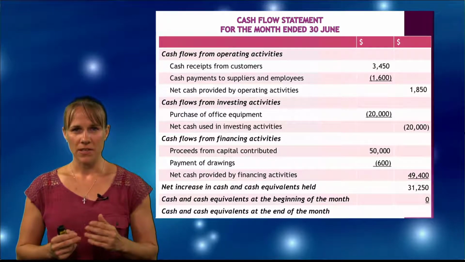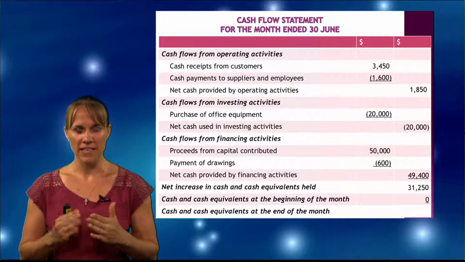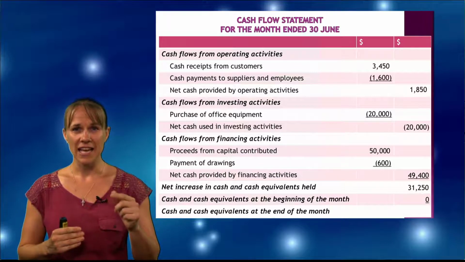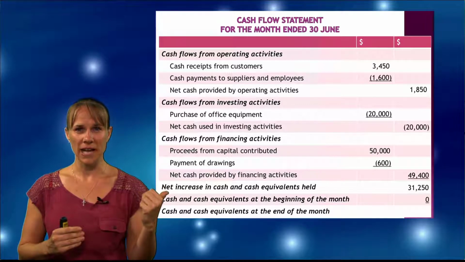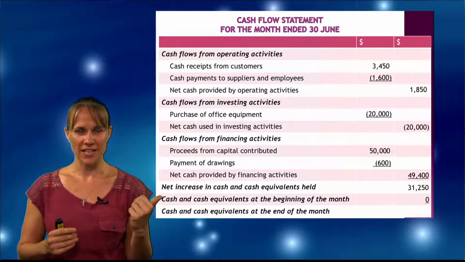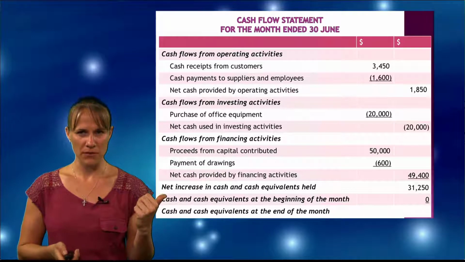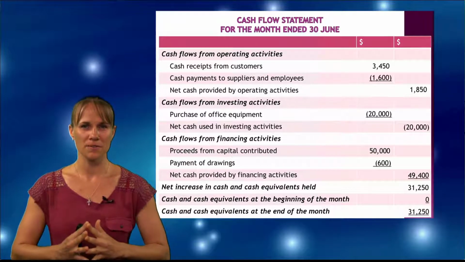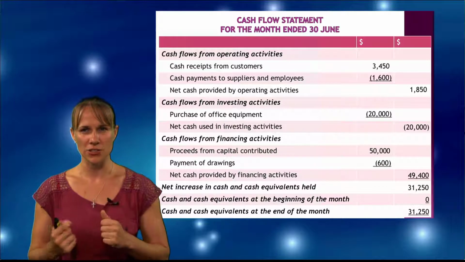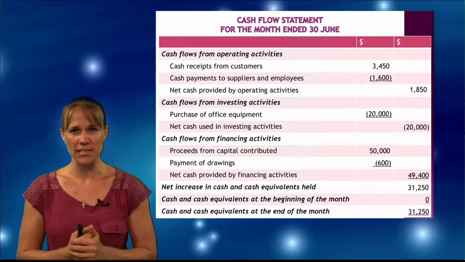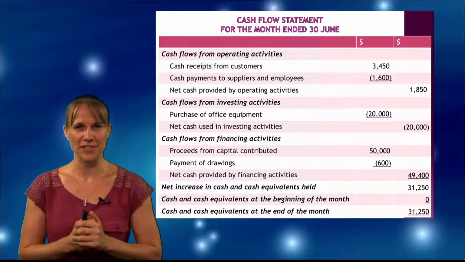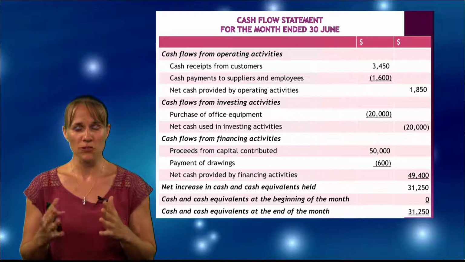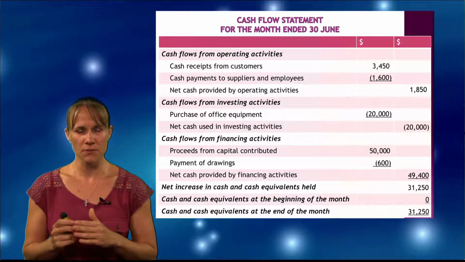Next step, to get to our cash and cash equivalents at the end of the month, what we want to do is we take that net increase just here and we add it to our cash and cash equivalents at the beginning of the month to get to our cash and cash equivalents at the end of the month. So you really want to be performing a calculation here. So in this case, we get to $31,250.